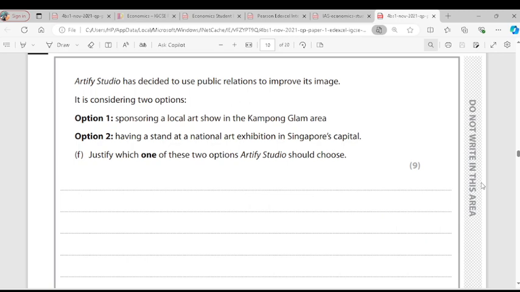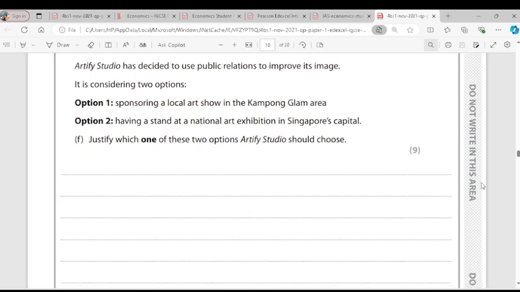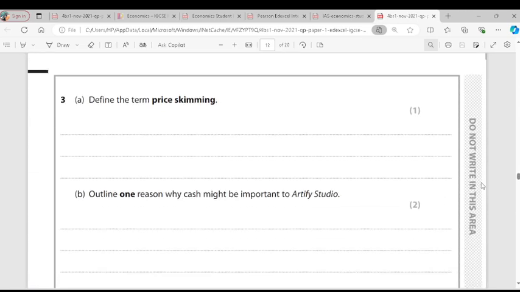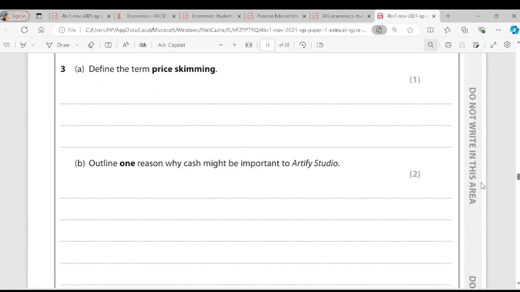And if the exhibition is poor, that means the attendance is poor. It means it's not effective, and that would increase the cost. Is it clear or not? Okay. So that ends question 2. We'll go to question 3.